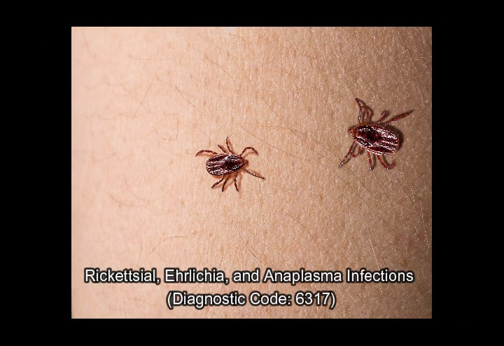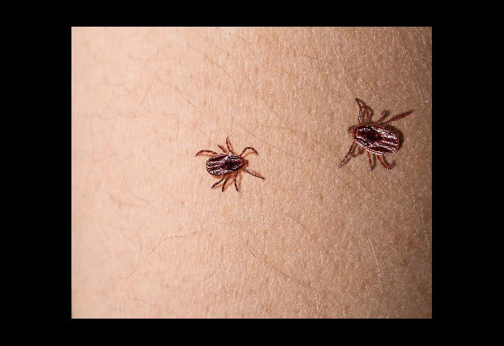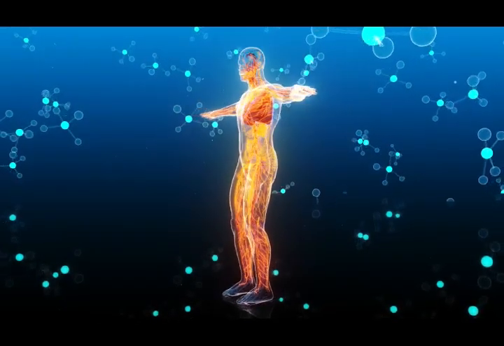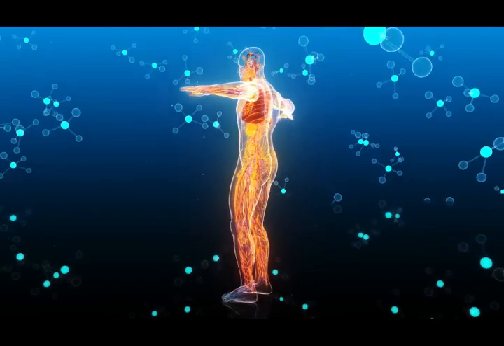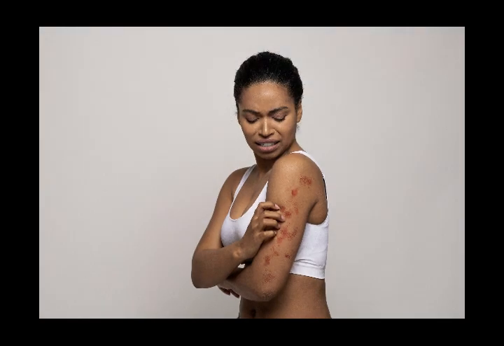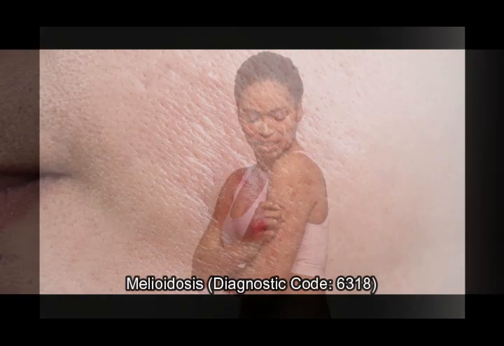Rickettsial, Ehrlichia, and Anaplasma infections. Diagnostic code 6317. These infections are caused by bacteria transmitted by ticks, fleas, or lice. The VA evaluates them under the general rating formula. Residual disabilities, including conditions affecting bone marrow, spleen, central nervous system, and skin, are rated under the appropriate body system. This code includes infections like scrub typhus, Rocky Mountain spotted fever, and ehrlichiosis.